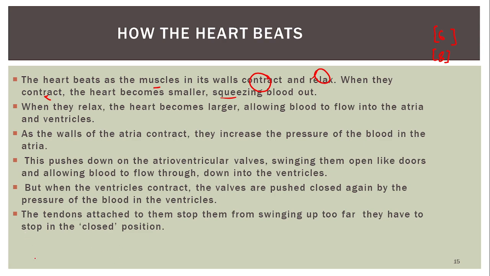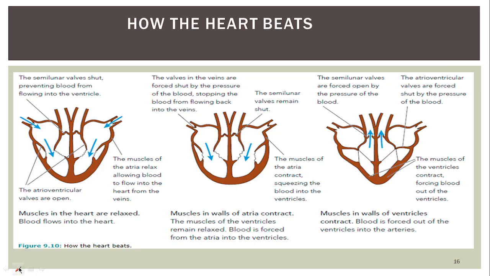Let me use the diagram to explain, which will be better. So we have our diagram 1, diagram 2, and diagram 3. So what happens is that deoxygenated blood flows from the vena cava into the right atrium.